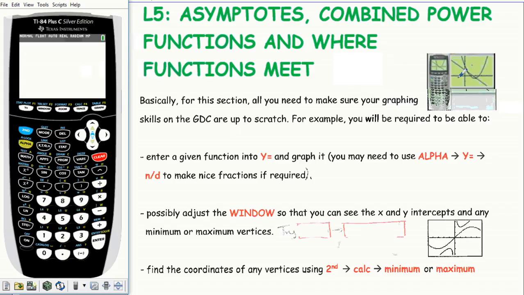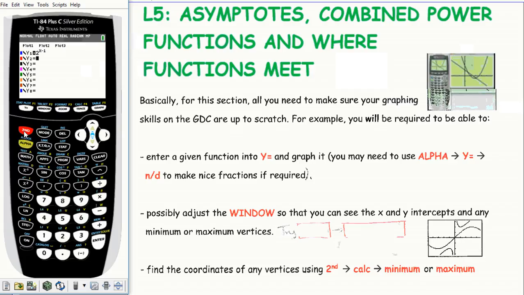For example, you would be required to enter a given function into y equals, i.e. typing in that little button there, y equals. I'll just clear what's there. So you'll be required to enter in a function, for example, 2 to the power of x minus 1, that kind of thing. You'll be required to enter a function into a graph if you're given the function. And if you need to make an awkward function that has fractions in it, you can just use a nice fraction button.